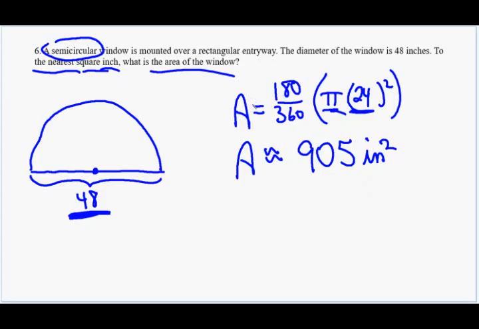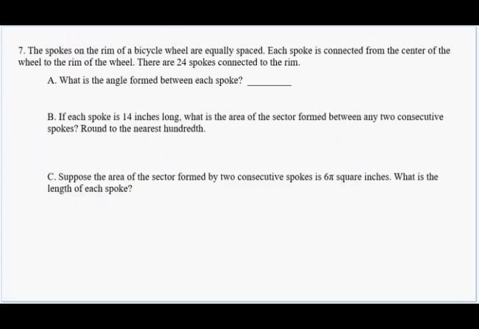All right, I think we got one more to go, and then this video will be over. The spokes on the rim of a bicycle wheel are equally spaced. Each spoke is connected from the center of the wheel to the rim of the wheel. There are 24 spokes connected to the rim. What angle is formed between each spoke? Well, there's 360 degrees total. They're equally spaced, so we're going to divide that by 24, and that comes out to be a nice 15 degrees.